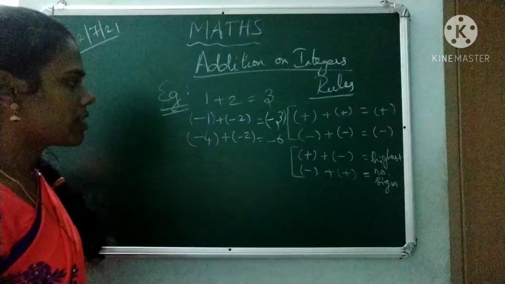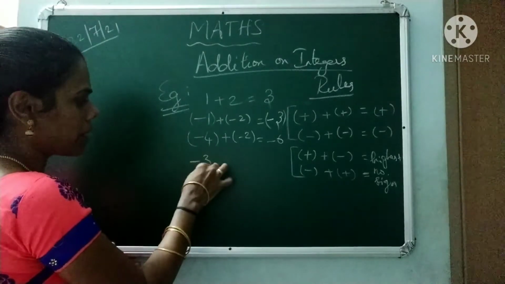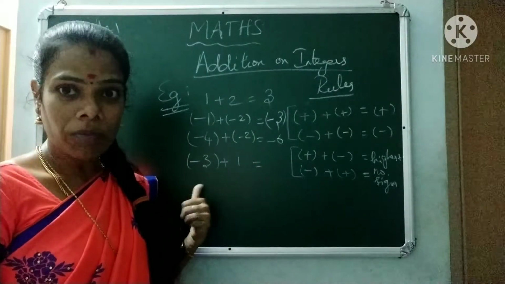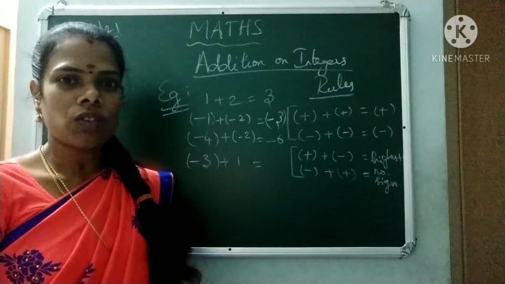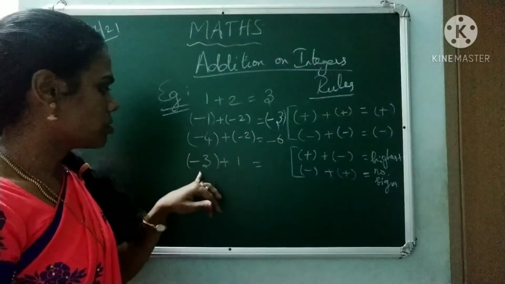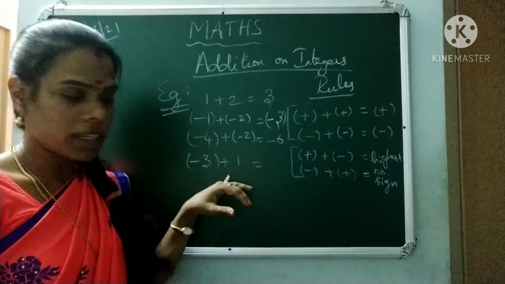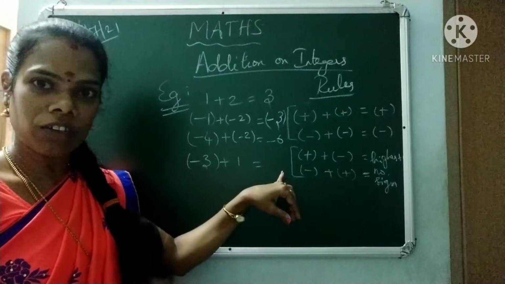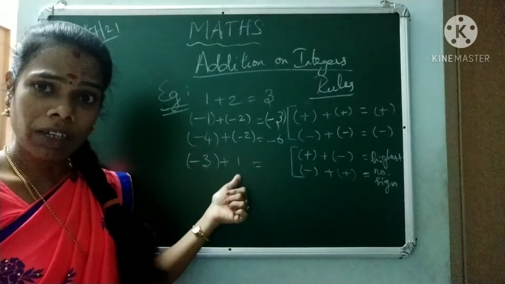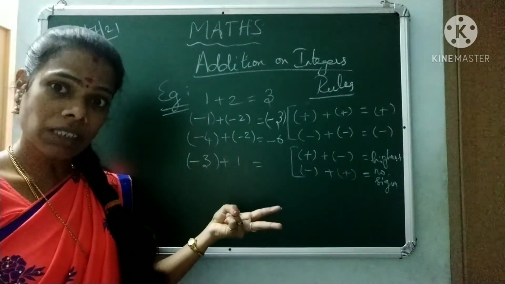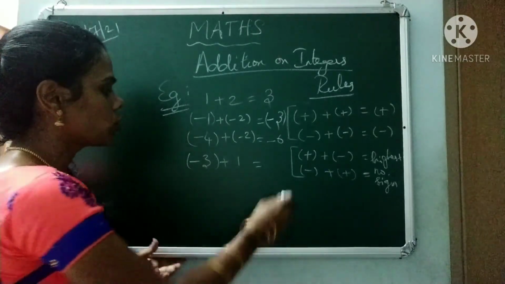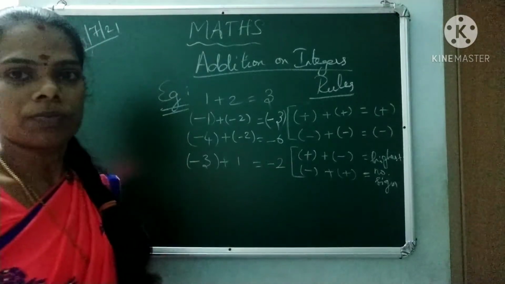Then what about different sign numbers? Suppose I am taking minus 3 plus 1. I need to add one negative number and one positive number. So what will your answer be? According to rules 3 and 4, the signs are different, so the answer will be either positive or negative. Take the subtraction: 3 minus 1 is 2. Put the highest number's sign. Here the highest number is 3, and the sign of 3 is negative. So your answer is minus 2.